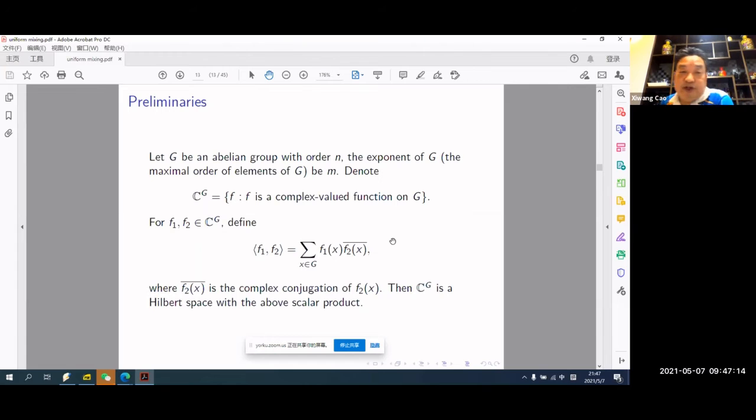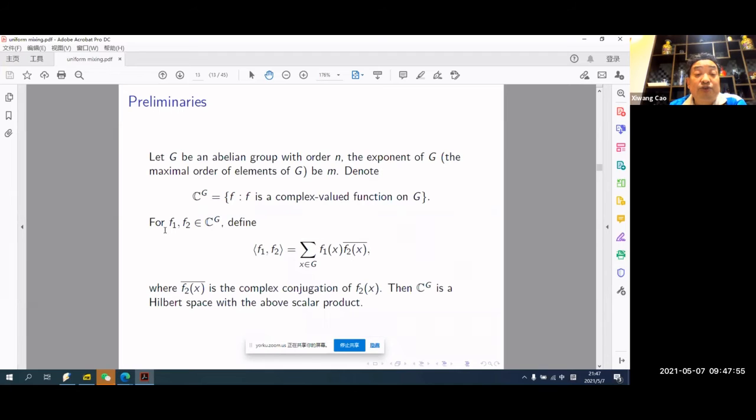Before we prove our results, we should give some preliminaries. First, let G be an abelian group of order n, and let m be the exponent of G. The exponent means the maximum order of elements of G. We denote by C to the power G the complex-valued functions on G, which means functions from G to the complex field.